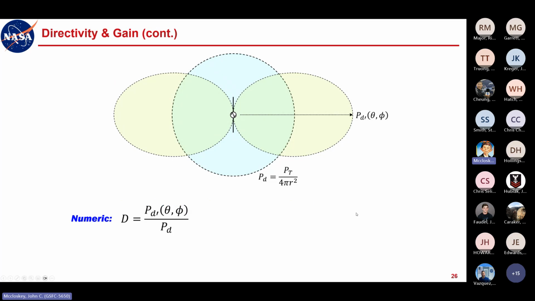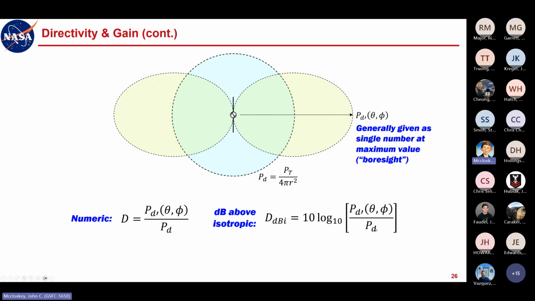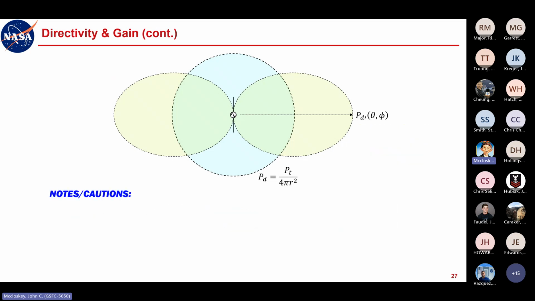And so the numeric is just how I've described it, but it's usually converted into dB above isotropic, so dBi. And because you're talking about power numbers, it's 10 times the log of the ratio. Generally given as a single number at the maximum value or at the boresight of your antenna.